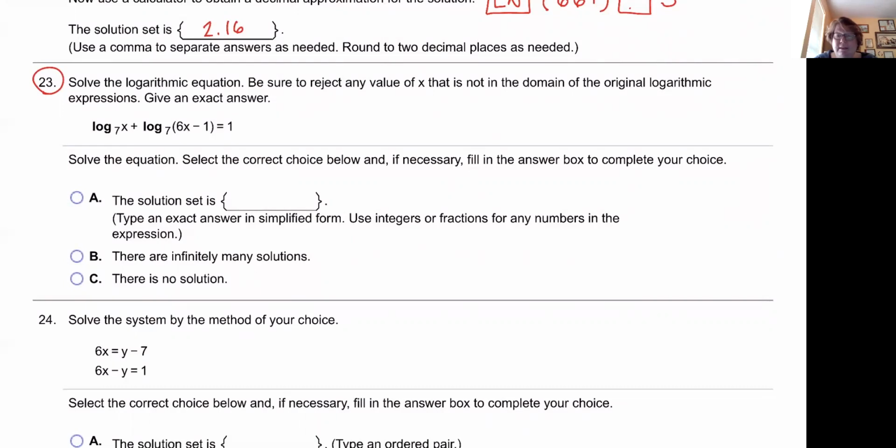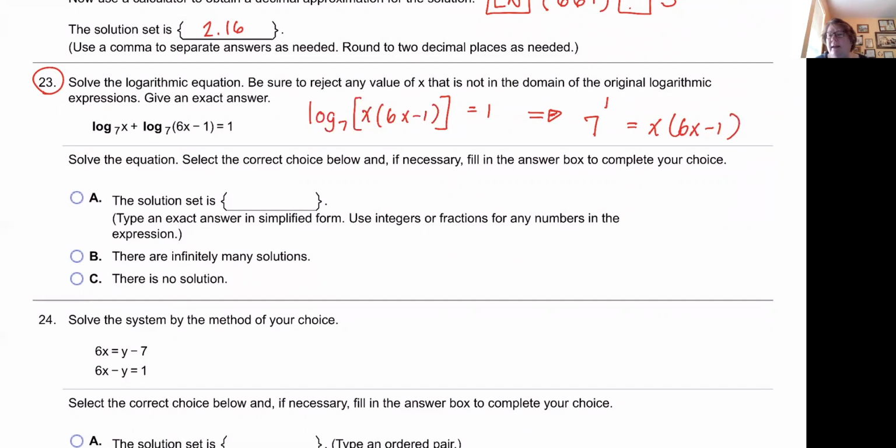So first of all, we need to combine or condense these two logarithms into a single logarithm. Once it's written as a single logarithm, I can write it as an exponential, and then I can solve it. So this is the sum of two logs. The sum of two logs can be combined by taking the log of their product. So we can write this as the log base 7 of x times 6x minus 1. And that is equal to 1. So now we're going to write this as an exponential. So that base is 7. We're raising that to the first power. Whatever the logarithm is equal to, that's my exponent that I raise my base to. And that is equal to x times 6x minus 1.